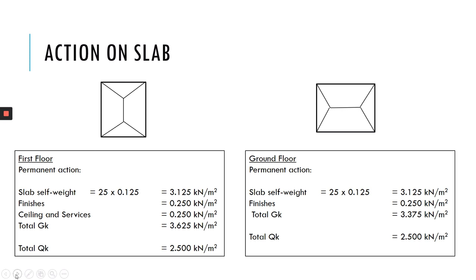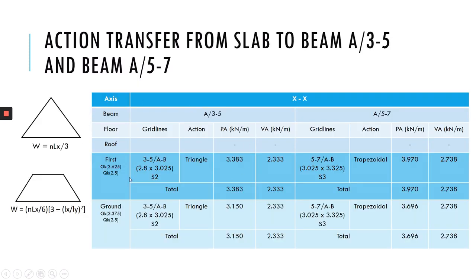Okay, so next process. I have already summarized the action transfer from slab to the beam A35 and beam A57 in this particular table. In my case here, this is for the x-axis. I will do the same process for the z-axis. So this is beam A35, this is beam A57. We transfer the load from the slab to this beam, the load from this slab to this beam.